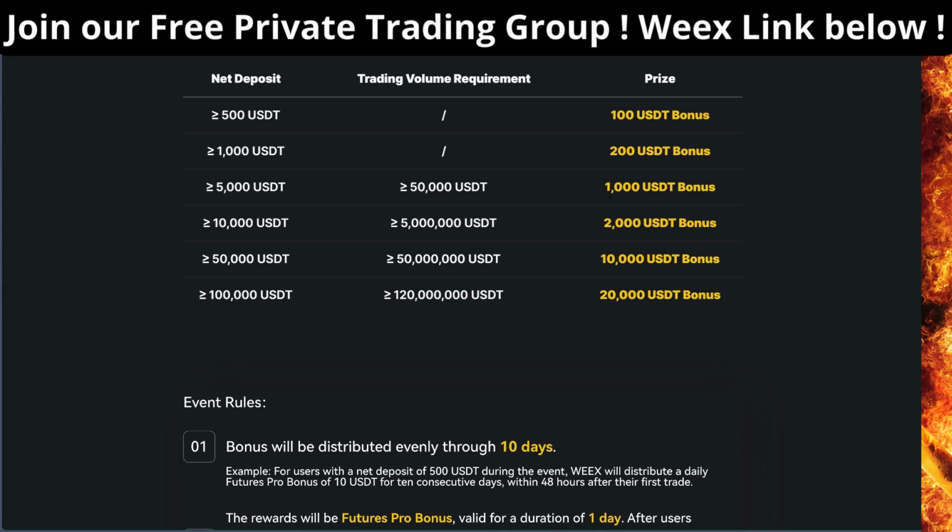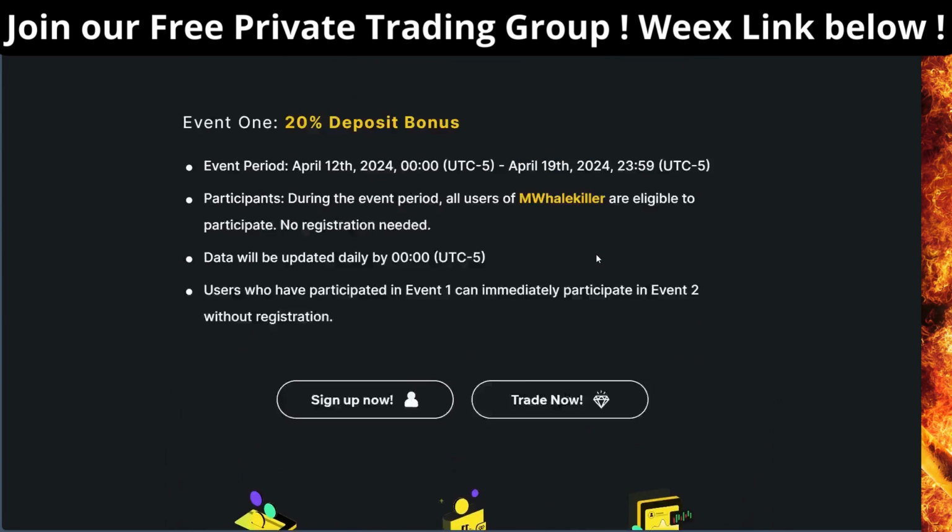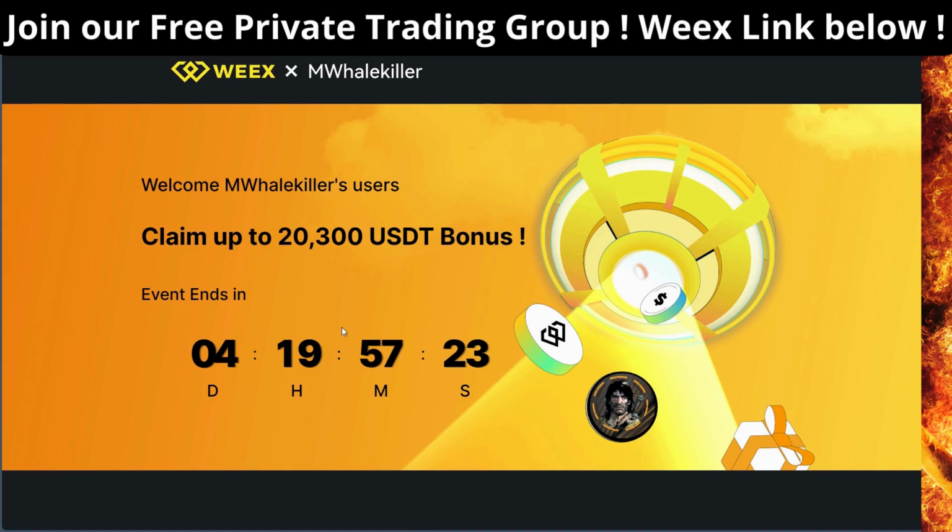$1,000 in futures bonus when you trade on a volume of 50K, and for 10K they give you more. This is mind-blowing. In my opinion, I haven't seen any. If you guys know another exchange that does this, let me know in the comments please. There is no one that is giving retailers so many futures bonuses. So you've got it over here, 4 days left. If you want to deposit, they will give you the 20%. They've also got other bonuses running. Just check it out. It's all over there.